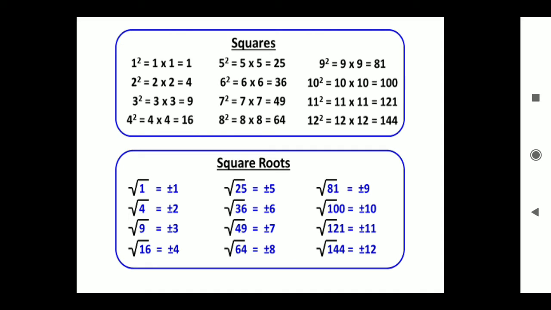Squares. 1 squared, that means 1 into 1, the answer is 1. 2 into 2 is 4. 3 into 3 is 9. 4 into 4 is 16. 5 into 5 is 25. 11 into 11 is 121. 12 into 12 is 144. 13 into 13 is 169. Alright. Square root of 1 is plus or minus 1, square root of 4 is positive or negative 2, 9 is positive or negative 3, 16 is 4, 25 is 5, 36 is 6, 49 is 7.